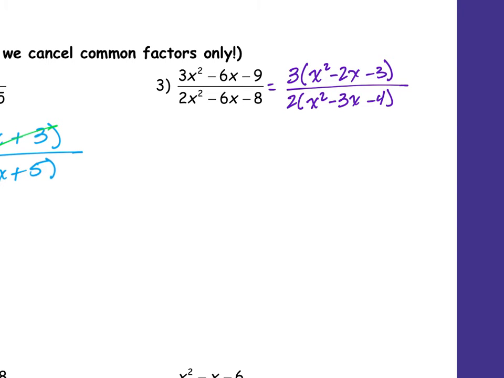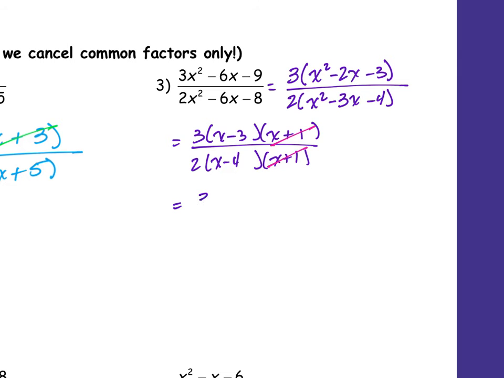And now I can factor my trinomial that's inside the parenthesis. So I'm going to get 3 times, let's see, that would be x minus 3 and x plus 1. And 2 is going to be x minus 4 and x plus 1. So those go away. And I get left with 3 times x minus 3 all over 2 times x minus 4. And basically you leave them factored out. So I would leave my answer this way, in factored form.